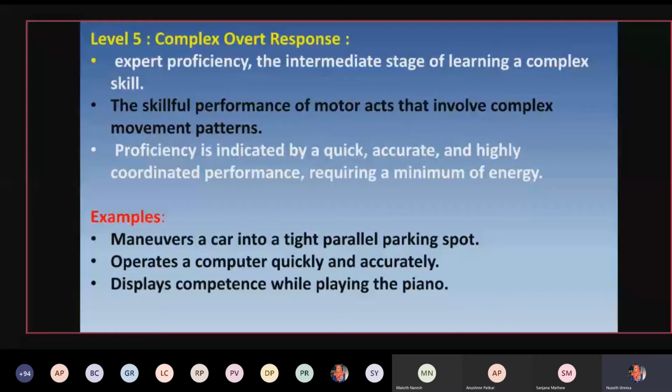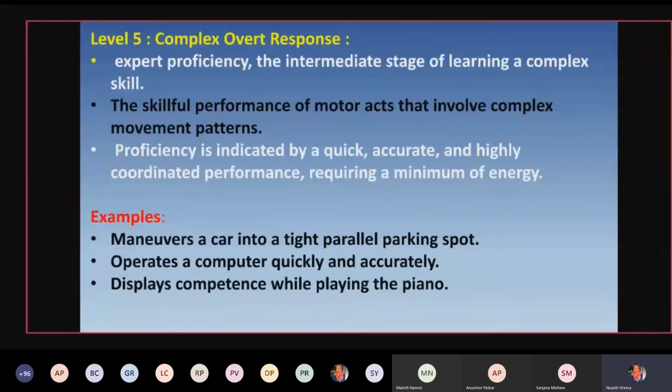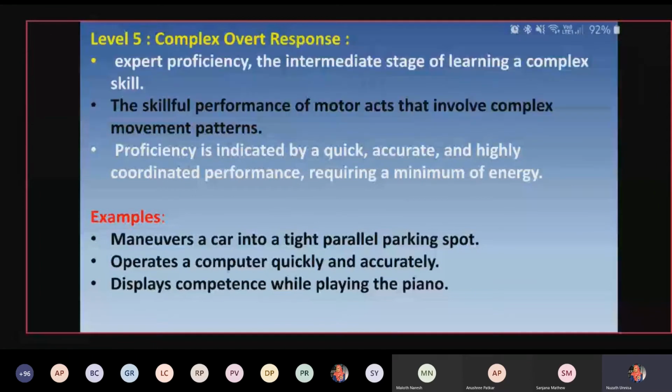Now, moving to level 5 of the psychomotor domain, it's complex overt response. This is the advanced level of mechanism. Mechanism was basic proficiency, and here it is expert proficiency, which is complex overt response. This is the intermediate stage of learning a complex skill. The proficiency is indicated by a quick, accurate, and highly coordinated performance.